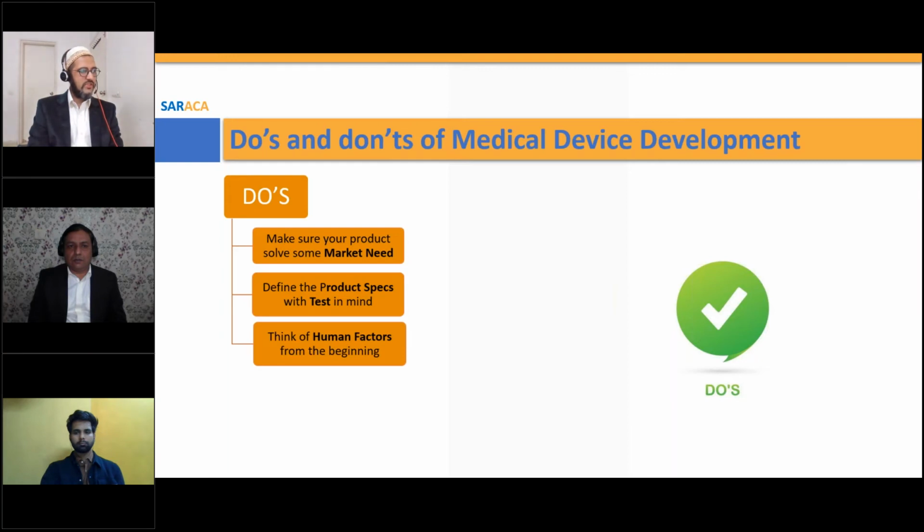Let's go to next. Think of human factors from the beginning. So human factors is how it will interact with your device, the usability part, the usability engineering, and the ergonomics part. So very good idea to think about the human factors in the beginning itself.